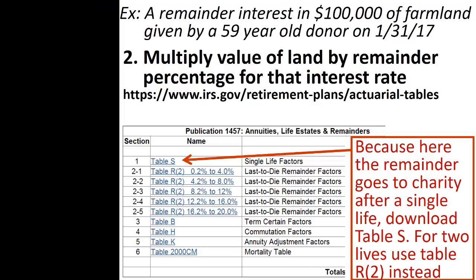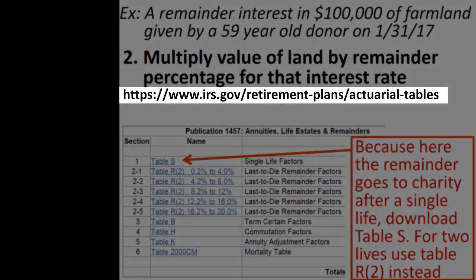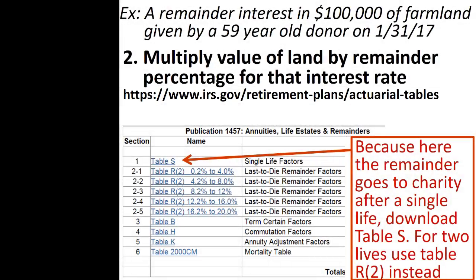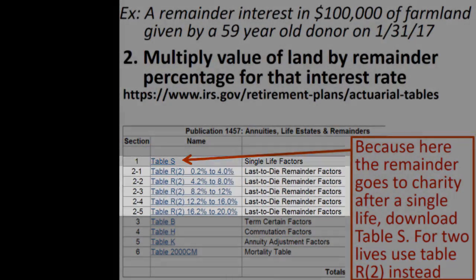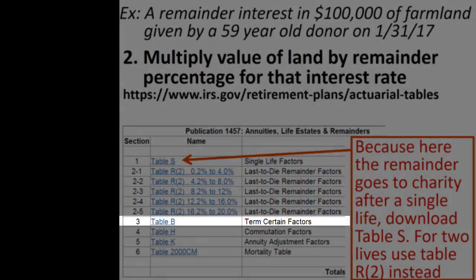To find the percentage of the value of the land that will be deductible with a remainder interest gift, we must download the relevant table. Links to these tables may be found at the IRS website. The tables provided allow calculations for a remainder interest when transferring at the death of one person, at the last to die of 2 people, or after a specific number of years, that is, a term certain.